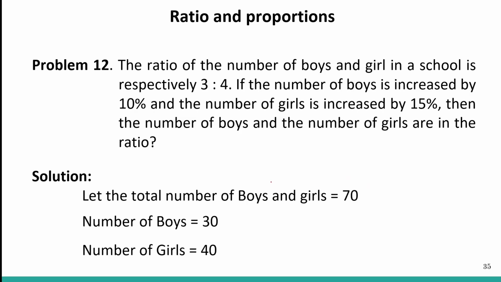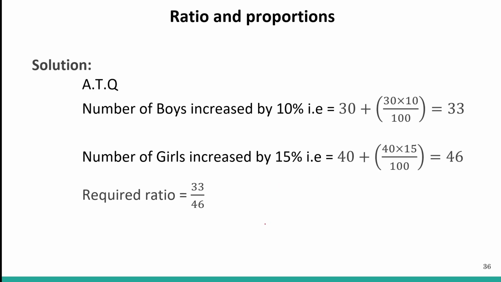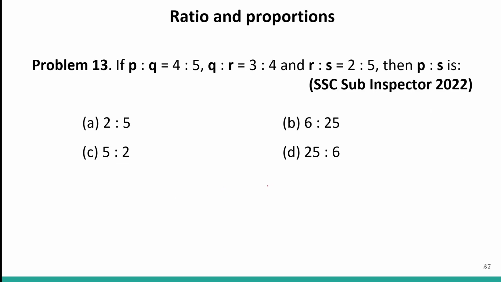So let the total number of boys and girls be 70. So number of boys is equal to 30, number of girls is equal to 40. The number of boys increased by 10%. Okay, so 30 plus 30 into 10 by 100 is equal to what? 33. So number of girls increased by 15%. So 40 plus 40 into 15 by 100 is equal to 46. So the required ratio is 33 is to 46. So let's see problem number 13.